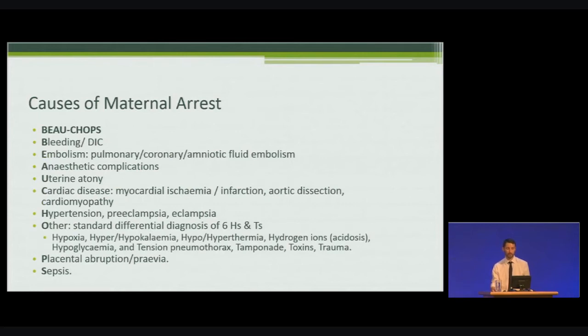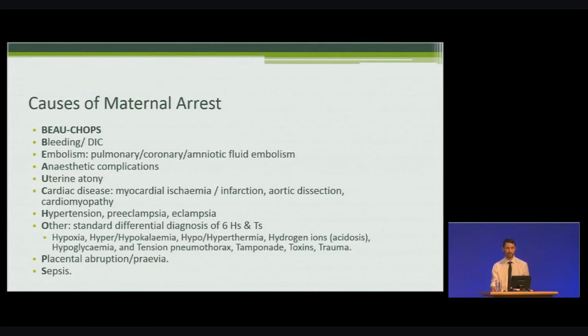B is for bleeding or disseminated intravascular coagulation. E is for embolism. A is for anesthetic complications. U is for uterine atony. C is for cardiac disease. H is for hypertension, including preeclampsia and eclampsia. O is for other causes not mentioned already.